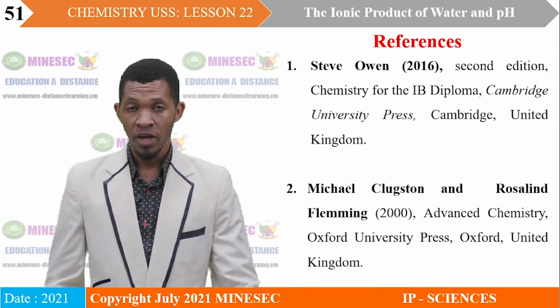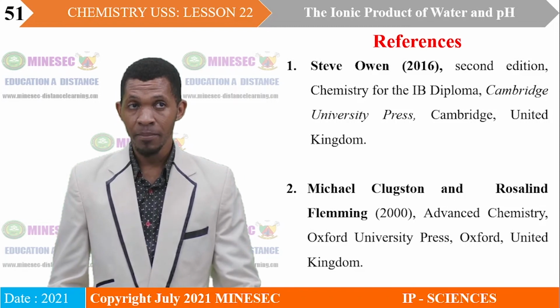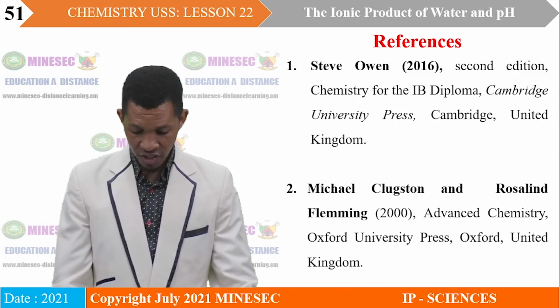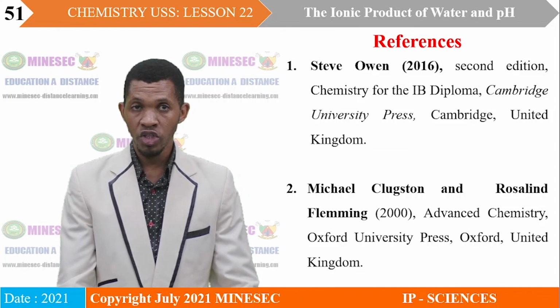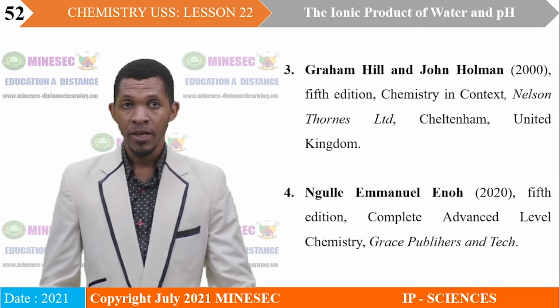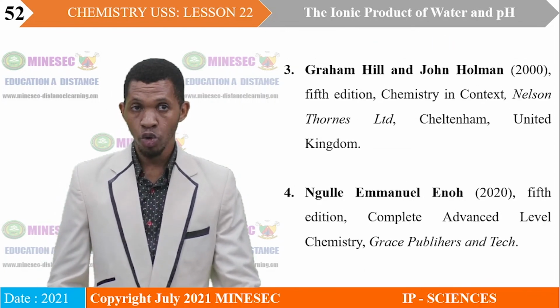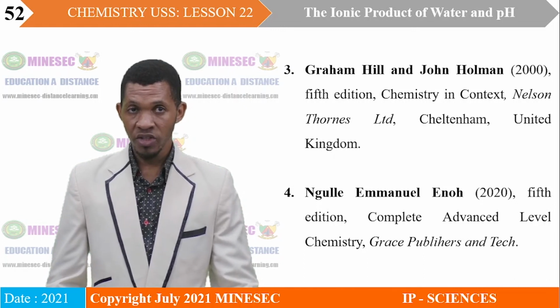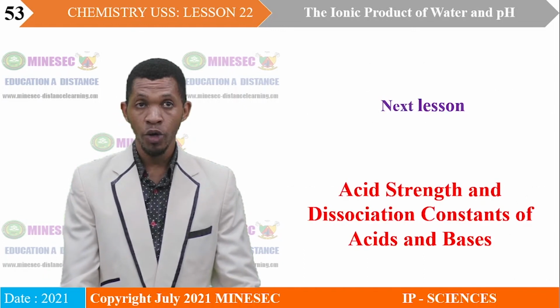References. Chemistry for the IB Diploma by Steve Owen. Advanced Chemistry by Michael Clugston and Rosalind Fleming. Chemistry in Context by Graham Hill and John Holman. Complete Advanced Level Chemistry by Kule Emmanuel Engel.